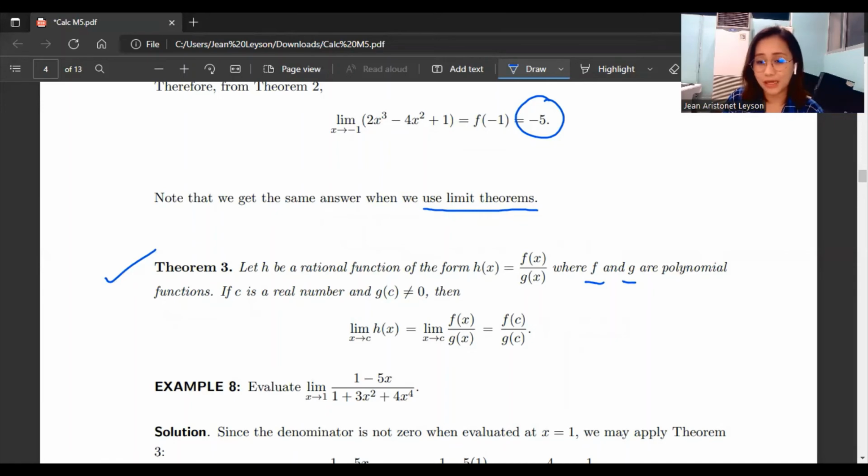This means that we can apply mere substitution, but just make sure that the denominator g of c will not be equal to 0. Okay.